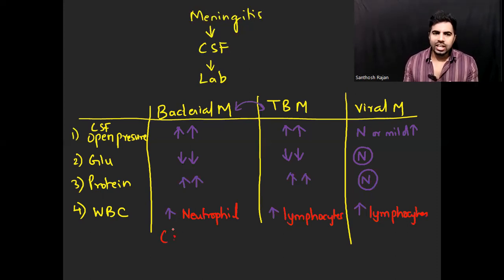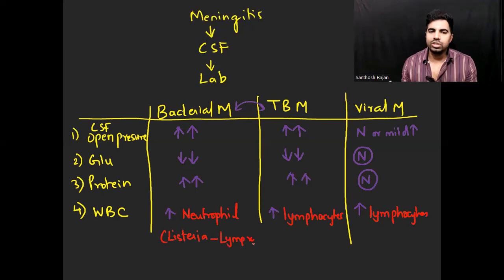In listeriosis, in bacterial meningitis, when it is Listeria, you know, Listeria is one of the common causes of meningitis in children. I'll explain that also. With Listeria, maybe the lymphocyte goes: L for L. Please remember, if it's a little confusing, L for L is the only exception. Otherwise, it's whatever I told you. So in TB and viral meningitis, lymphocytes.